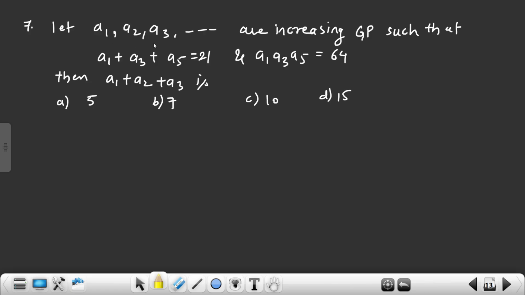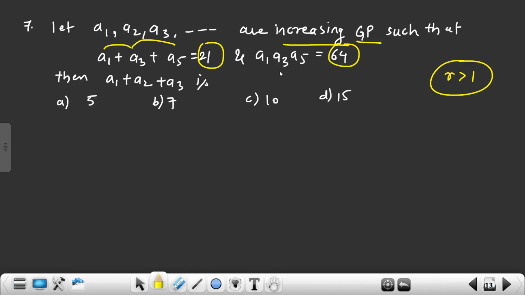A1, A2, A3 are such that they are in increasing GP, means the r value is getting increased. r is more than 1, increasing GP. Okay. Now, three numbers A1, A3, A5, sum 21, and same their product is how much? 64. Now, wait a minute. What they're asking? The sum of first three numbers. Now, they want to ask you something that, let's suppose three numbers are there and the sum is 21 and the product is 64. Okay. And they are in GP also.